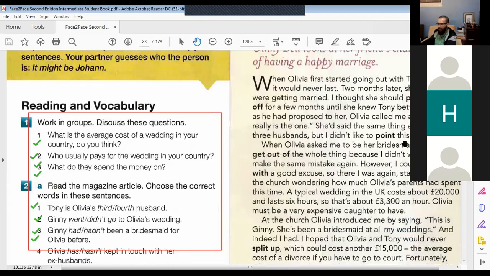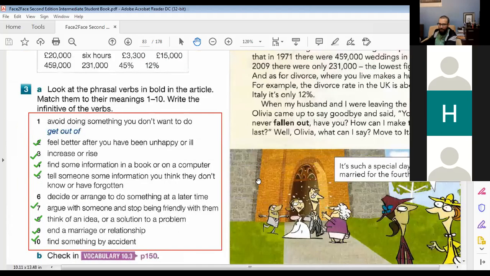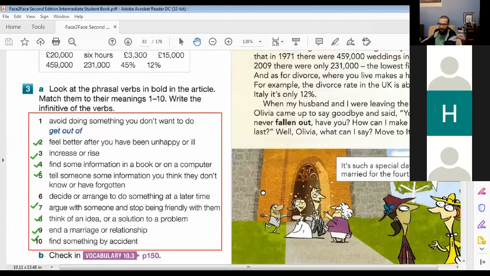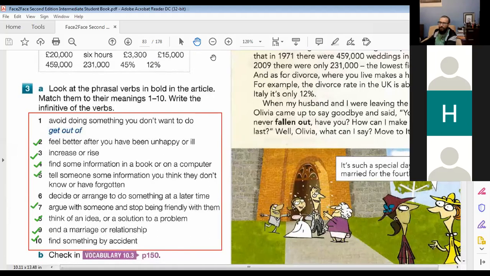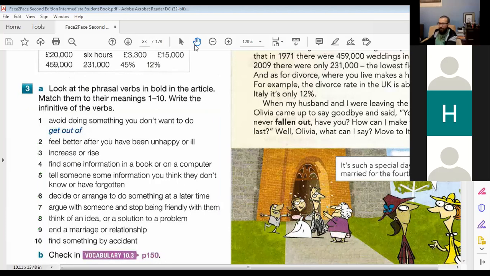Okay, and the last one is to put off. To put off something. The last one, number 6. It means to delay, to postpone. To do it later, to arrange it later. All right, so before we move on, let's take a quick look at the summary of these phrasal verbs so we can remember them.